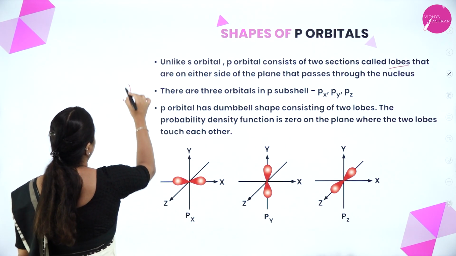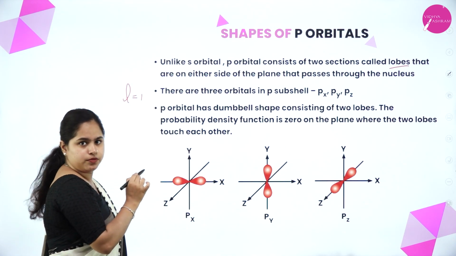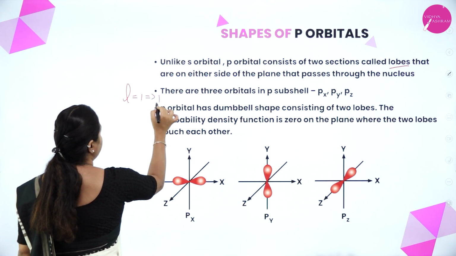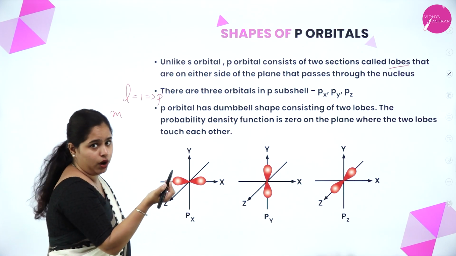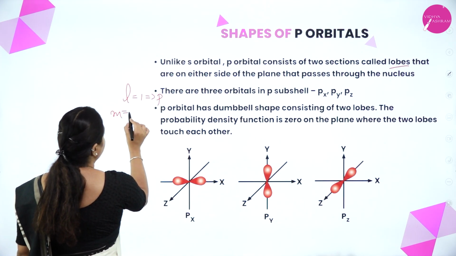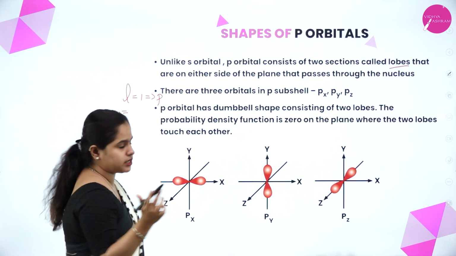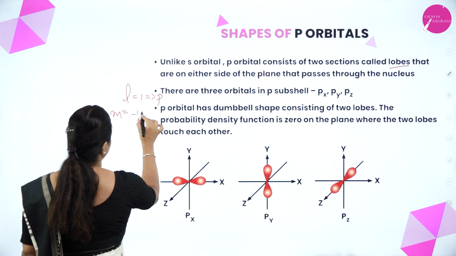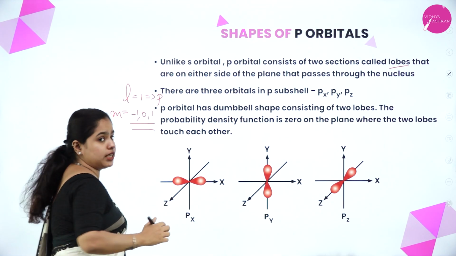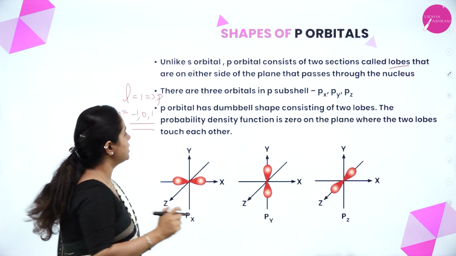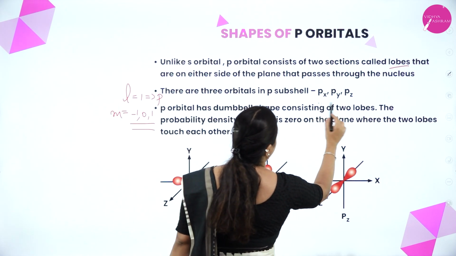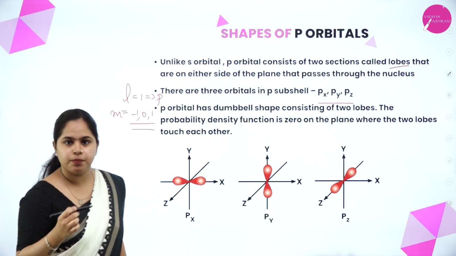The L value when it is equal to 1, the corresponding will be p subshell, right? So we know that if L value is 1, m can have values ranging from minus L to plus L, right? So minus 1, 0 and 1. So as you can see, there will be three orbitals that are possible. Those three orbitals are px, py and pz.